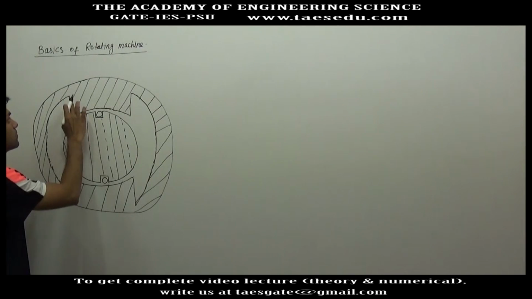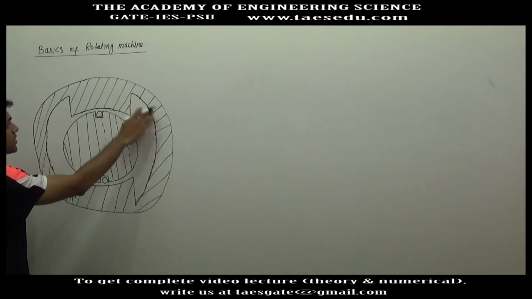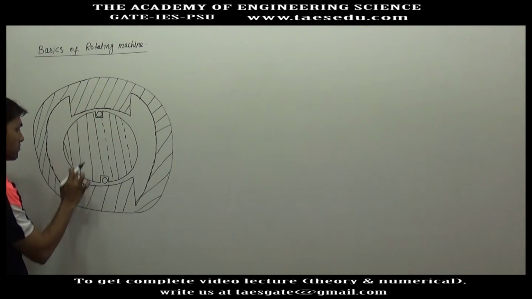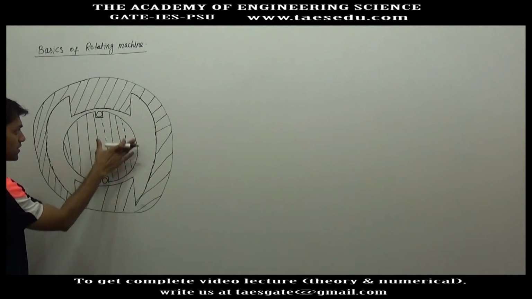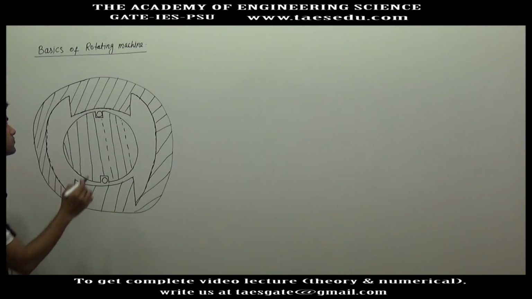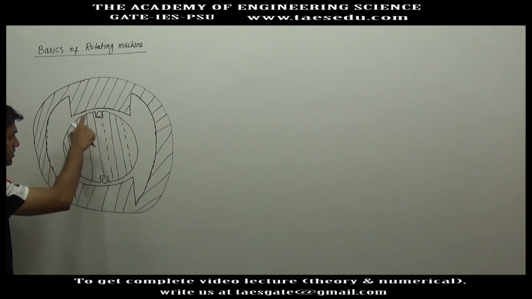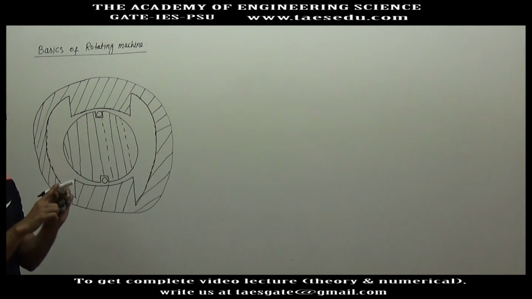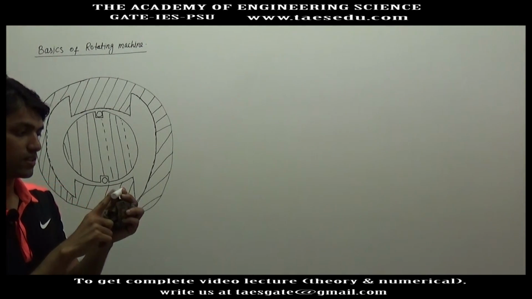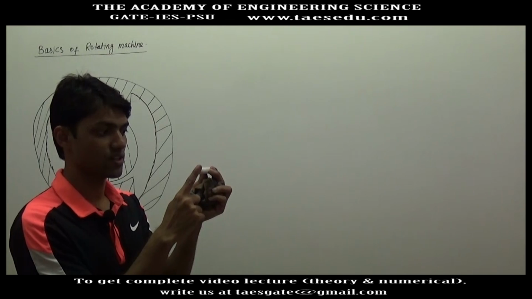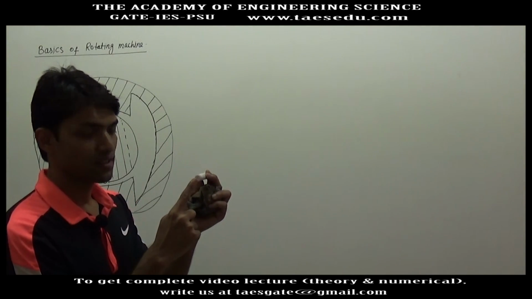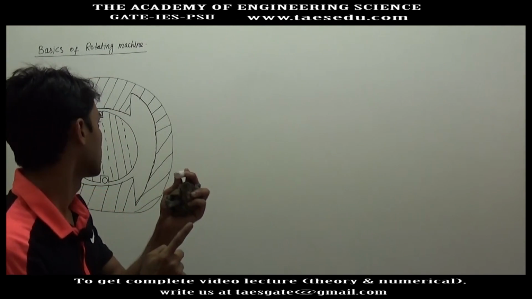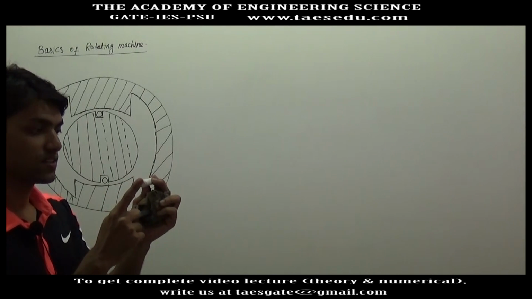Now this is the stator part. Here we have the air gap, and the inner part is the rotor. This looks like a circle, but actually this is a front view of a cylinder. If you see this cylinder from the front, you will feel that it is a circle. The front view of a cylinder will be a circle.